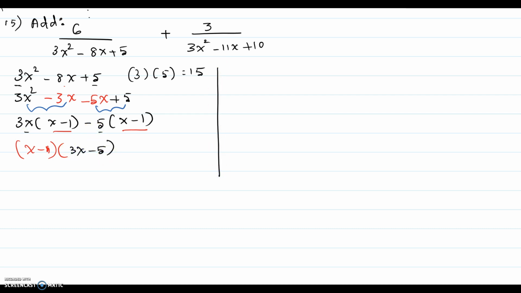Same way we will factor the second denominator, which is 3x squared minus 11x plus 10. So this is also leading coefficient not 1. So multiply the first coefficient and the last term, which is 3 times 10, which is 30. Now we have to break the middle term into two parts so that it adds up to negative 11x and multiplies to 30x squared. So it is 3x squared minus 6x minus 5x plus 10.